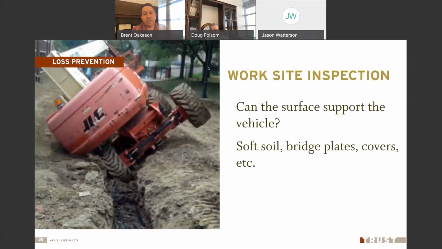So one question you might ask yourself is, can the work surface support the vehicle? Is it adequate? So here we have an example of a trench that a lift came across and they fell right in. So there could be some soft soil, there could be holes, there could be things that are unlevel, there could be plates or covers on a job site that could possibly give way. You don't want to go driving that equipment and find out later that there's a problem with the working surface. So check those things out, do your inspection before, and make sure it's safe.